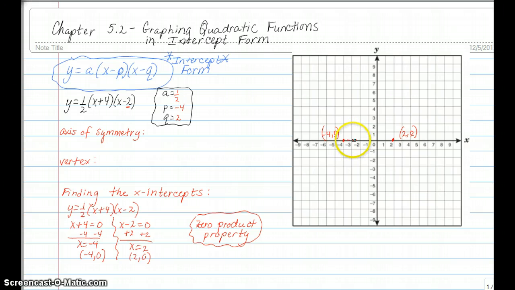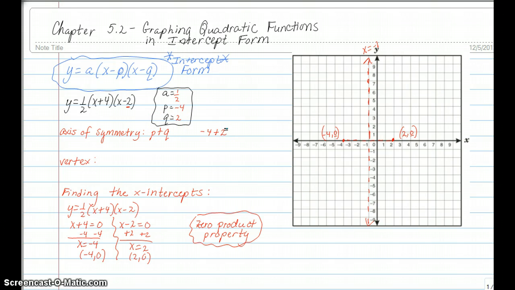So if we go 1, 2, 3, 4, 5, 6, you can see that there's going to be 6 in between. So we have 1, 2, 3, and 1, 2, 3. So the axis of symmetry, and it's not always this easy, is going to be x equals -1. Now let's show you in the formula how that works. On the axis of symmetry, you take this x-intercept, the p value, -4, and combine it with the other x-intercept, the 2, the q value.